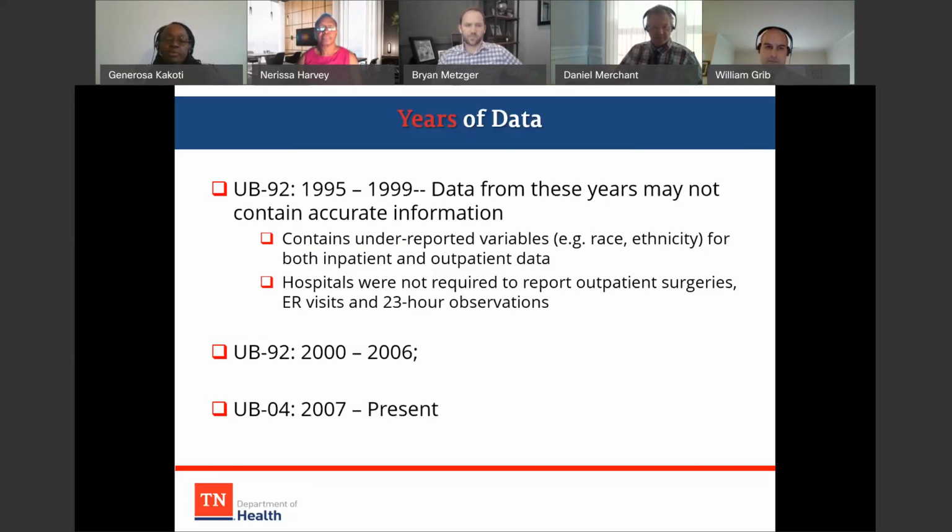But beginning in the year 2000, our data is so much better. We have a lot more information contained in our data. We're still reporting with the UB92 form until 2006. Beginning with 2007 until present, we are reporting with the UB04 form.